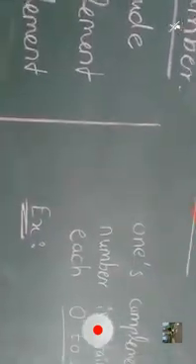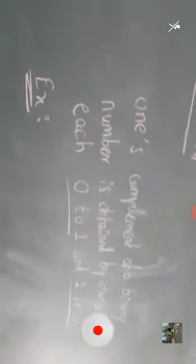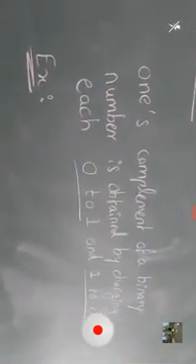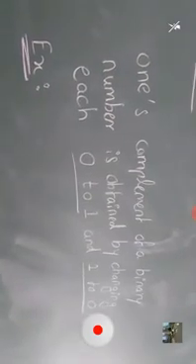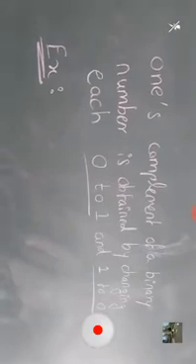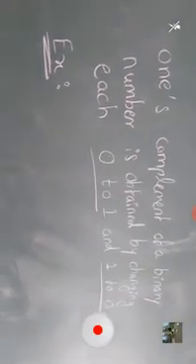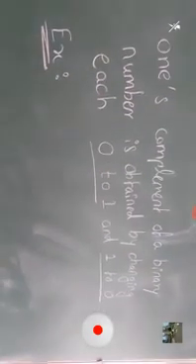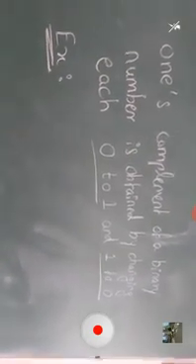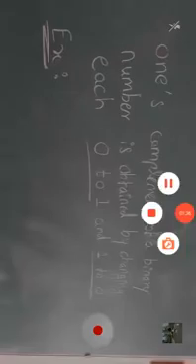In a ones complement technique, if any binary number is given to you, how to obtain ones complement is by changing each 0 to 1 and 1 to 0. This is the method. Let me show you with an example.